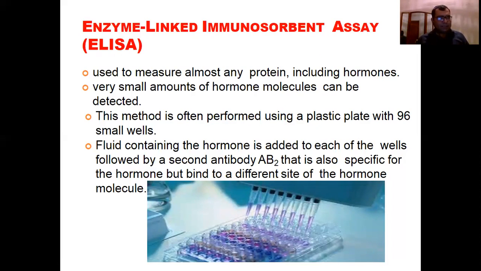A third antibody is added that recognizes AB2 and is coupled to an enzyme that converts a suitable substrate to a product that can be easily detected by colorimetric or fluorescent optical methods. Because each molecule of enzyme catalyzes the formation of many thousands of product molecules, even very small amounts of hormone molecules can be detected. In contrast to the competitive radioimmunoassay method, the ELISA method uses excessive antibodies so that all hormone molecules are captured in antibody-hormone complexes. Therefore, the amount of hormone present in the sample is proportional to the amount of product formed.